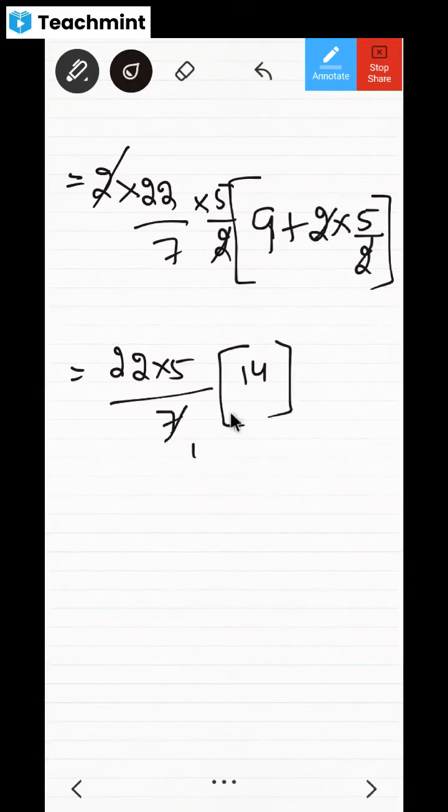9 plus 5 is 14. Now look at this, 7 ones are 7, 7 twos are 14. How beautifully they got cancelled. And 22 into 5 into 2 is 220. So the answer is 220 millimeter square. Now don't you think this calculation is very simple with this 5 by 2? If you want to have a look at the calculations, you can have one more look.